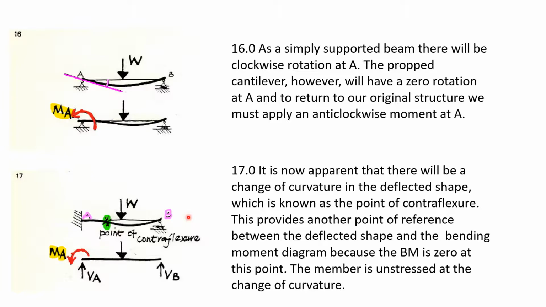which is known as the point of contraflexure. Here you can see this point of contraflexure, where the change of curvature can be easily seen. This provides another point of reference between the deflected shape and the bending moment diagram, because bending moment is zero at the point of contraflexure. We should note that the member is unstressed at the change of curvature.